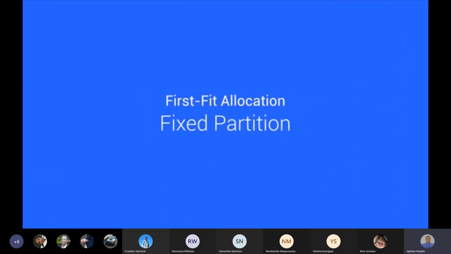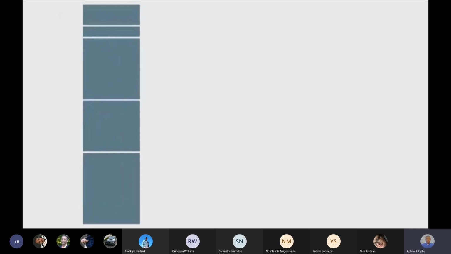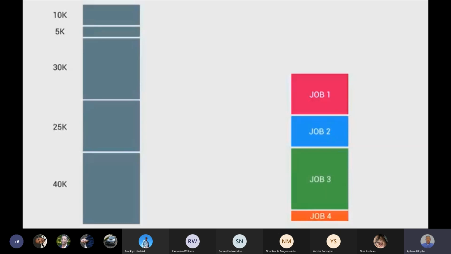So, let's take one example of first fit allocation in fixed partition. We have 5 memory blocks in our memory. First one is 10K size, second one is 5K, third block is 30K, fourth block is 25K, last block 40K. We have 4 jobs. Job 1, Job 2, Job 3 and Job 4. Job 1 has 20K job size, Job 2 has 15K, Job 3 has 30K and the last one, Job 4, has 5K job size. Let's try to allocate Job 1 into a memory block.